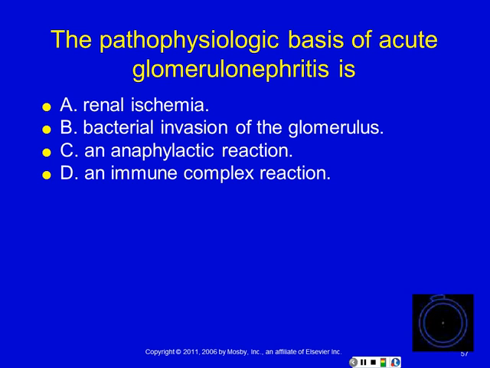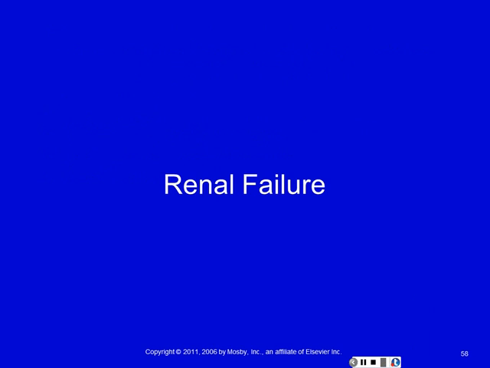All right, so we got a split here between B and D. So remember, glomerulonephritis is not an infection. It's a response to an infection, an inappropriate response. So the answer here is D. It's the immune complexes that resulted from an infection somewhere else that get laid down in the glomerulus and screw up the glomerular membrane. Okay.